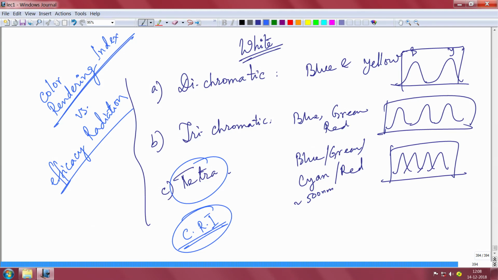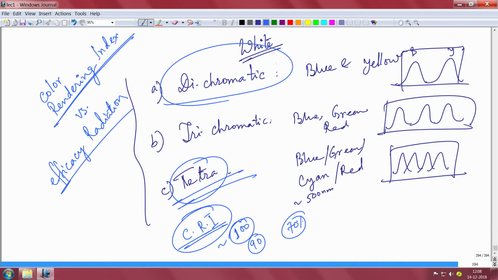Typically it should be on a scale of 100. If you have a color rendering index of 100, it means the best quality. 90 or above is very good, but 70 or lower is pretty bad. Even 80 is not so good. So this will give you a higher color rendering index, and this will give you a low color rendering index, but this will give you higher efficiency, while this will give you lower efficacy of radiation. So that is important.